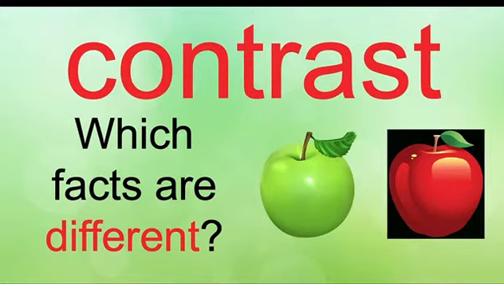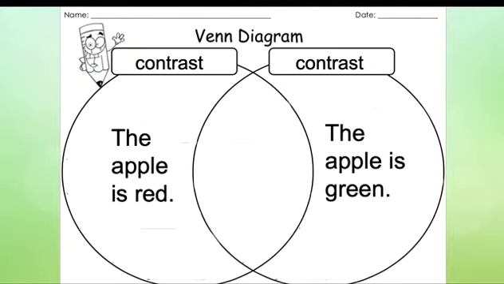Now I want to contrast, which means which facts are different. And remember, contrasting means different. So using those same two apples, I'm going to go to the Venn diagram and put the things that are different in the outside portions of the circles. On one side, we have the apple is red, and on the other side, we have the apple is green. And these are facts that show what is different about the two things.